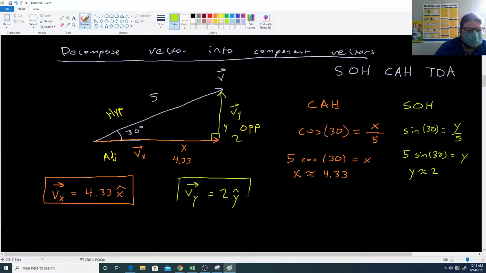So we decomposed this diagonal vector down to its horizontal and its vertical component. And when we do some of these free body diagram problems and some of these statics problems, we'll see that being a common theme that we do. So stop there.